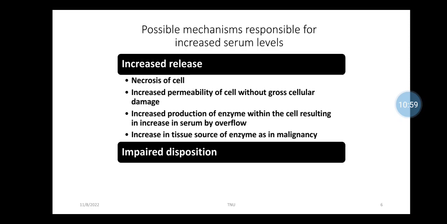Impaired disposition. Here there is increased level in obstructive jaundice and increased level in renal failure. So obstructive jaundice and renal failure are abnormal conditions, and in these conditions also we can see that there is an impaired disposition, and there is an increase in the level of the enzymes in the blood.